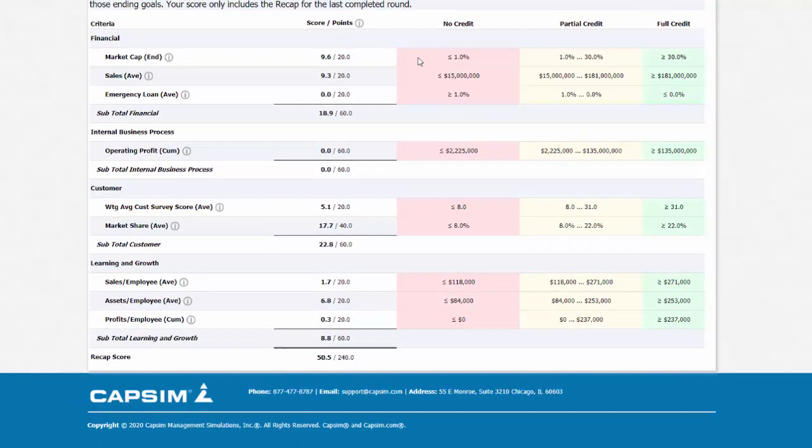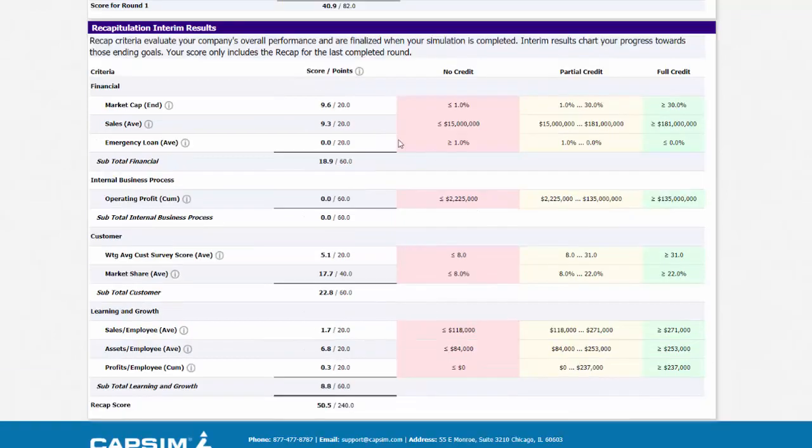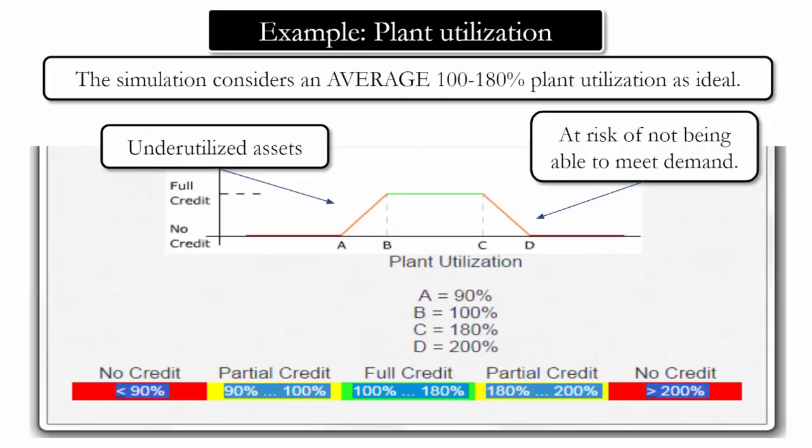I do recommend that you similarly look at the recap criteria since they are also taken into account for your grading. As a reminder, only the recap score for the last completed round will be used for grading. I want to spend a little bit more time talking about 2 examples of criteria used in the balanced scorecard.